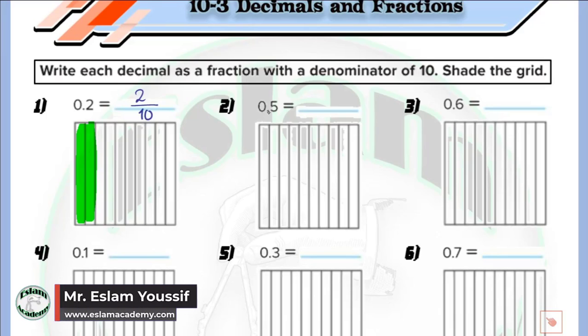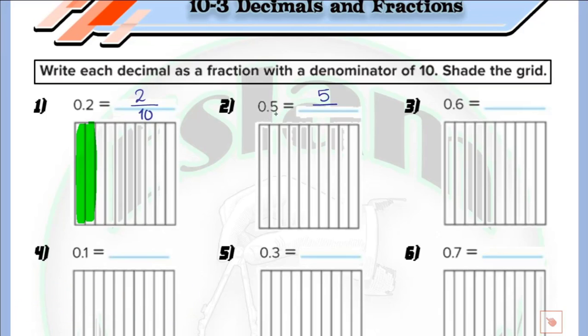In question number 2, we have 0.5. As we said, we just write 5 without any change. Because we have only one digit at the right of the decimal point, it means the denominator will be equal to 10. If we have 2 digits, the denominator will be equal to 100. To shade the model, we just shade 5 parts.